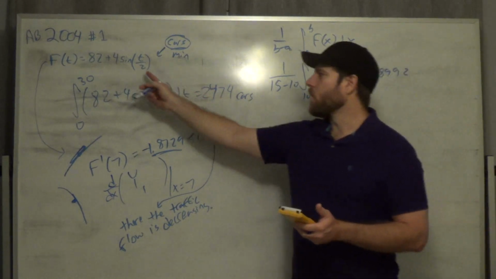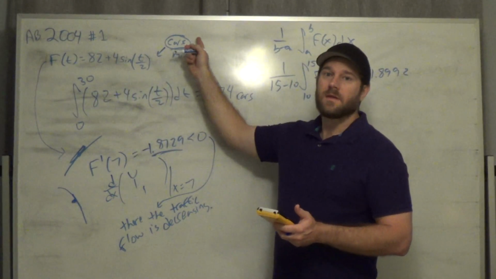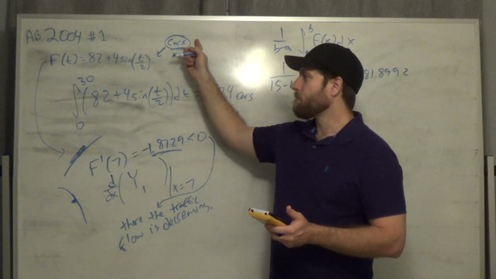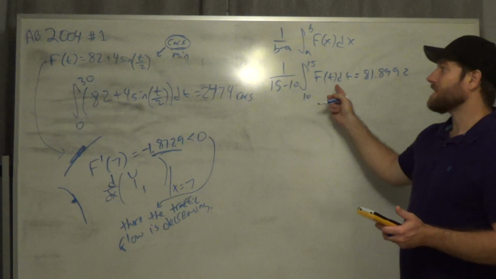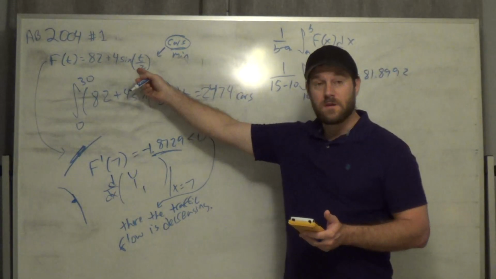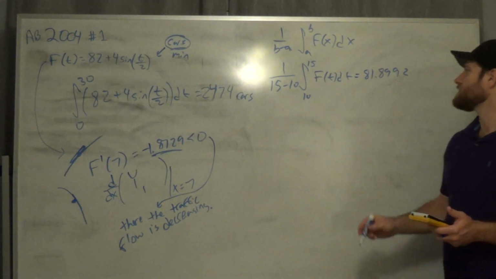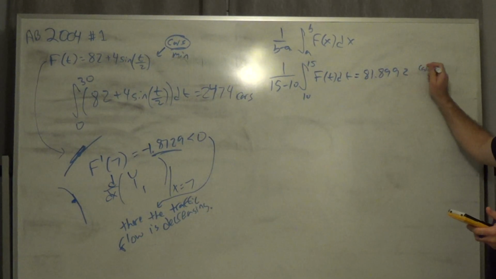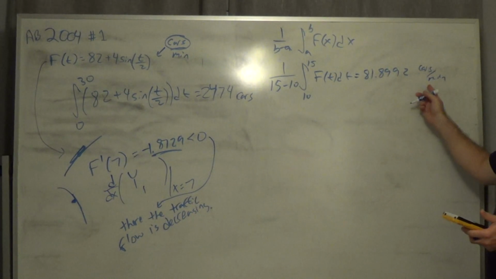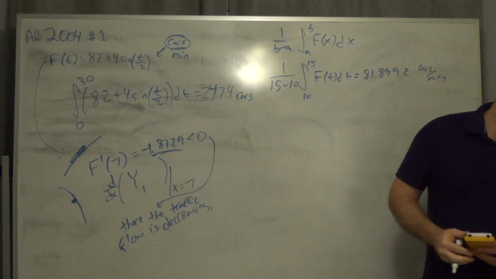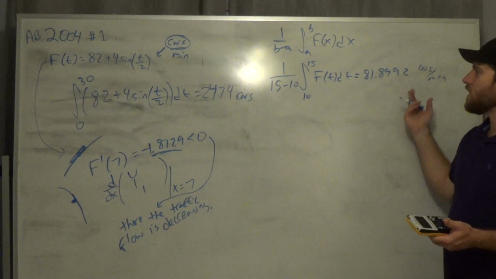So before, when I integrated f of t, just integrating f of t gave me cars, okay? But now the average value means that we're finding the average value of f of t. So the average value of cars per minute. So this is how many cars per minute. So this many cars per minute. And then let's just see how they word it here. Oh, let's just go with the units. So that's all you need, cars per minute.